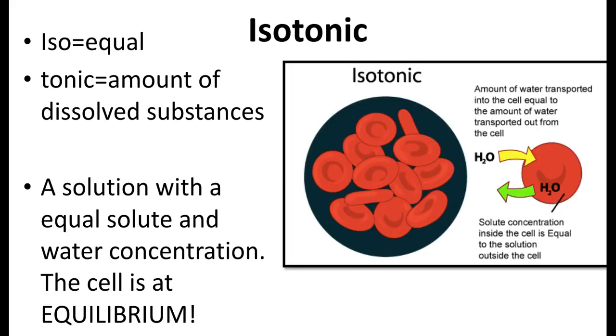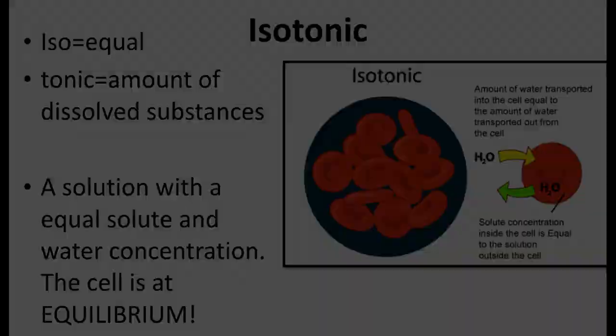Isotonic: iso means equal, so that means the amount of dissolved substances inside and outside of the cell are the same. So maybe I have 40% solute in the solution and 40% solute in the cell. So that means the water is going to go back and forth at an equal rate. We call this dynamic equilibrium, meaning the water is moving back and forth, but there's no net change.